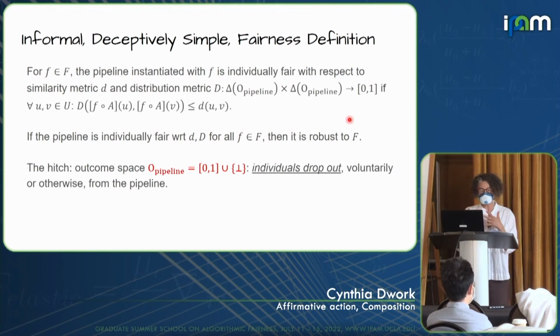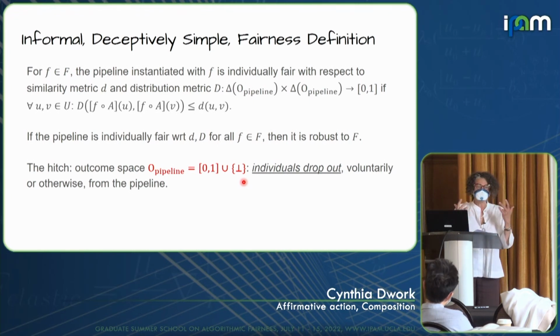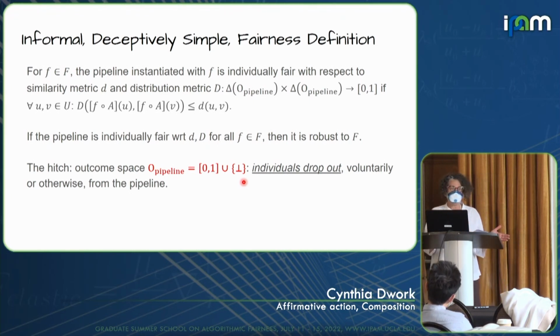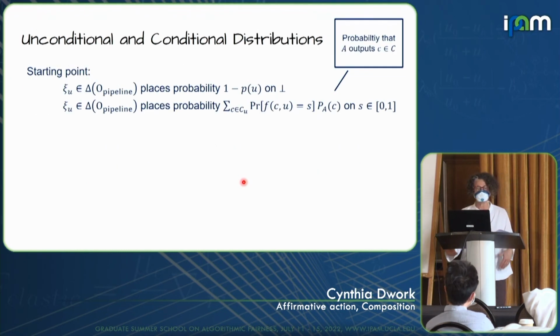So our hitch, of course, in all of this is that the outcome space involves the fact that some people don't get hired. So in general, in a pipeline, individuals drop out voluntarily or involuntarily, and you have to talk about what fairness means in this case. I'm not going to give you the answer to this. I'm going to tell you that there's some machinery set up for thinking about it for any particular context you might have. So our starting point is that the first phase can have either bottom if somebody isn't hired, or it could hire people.